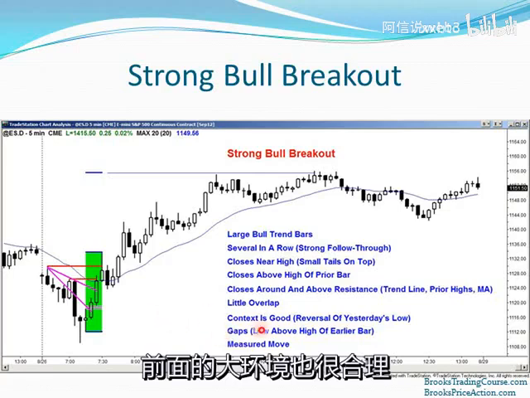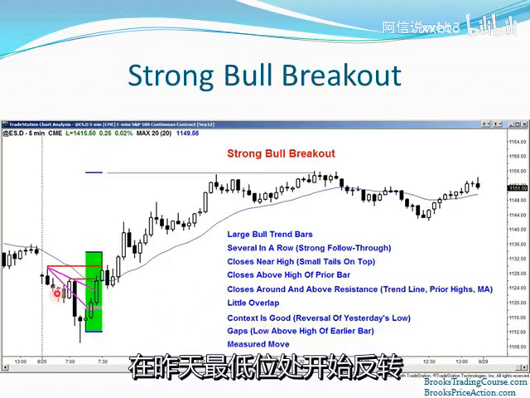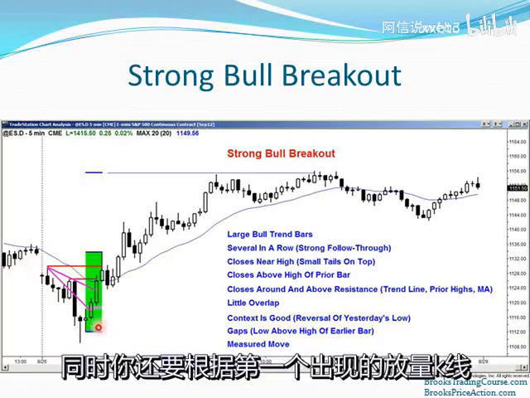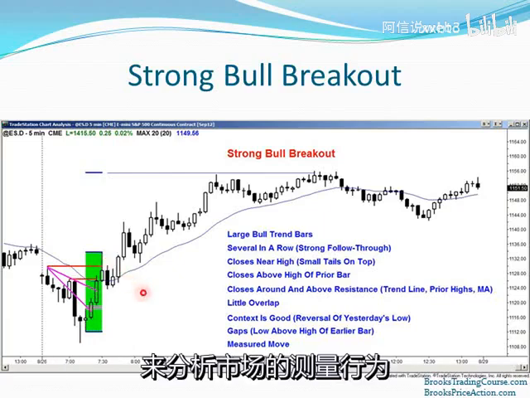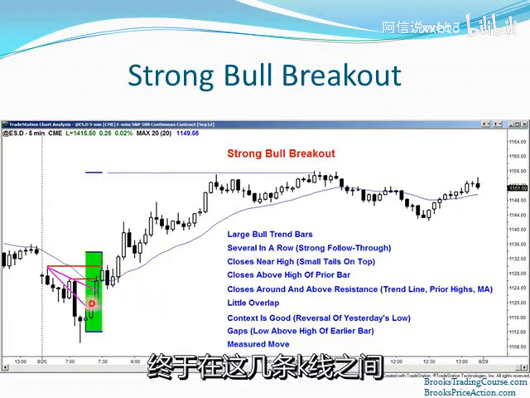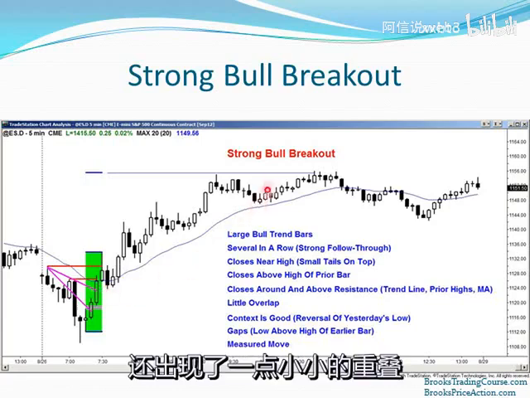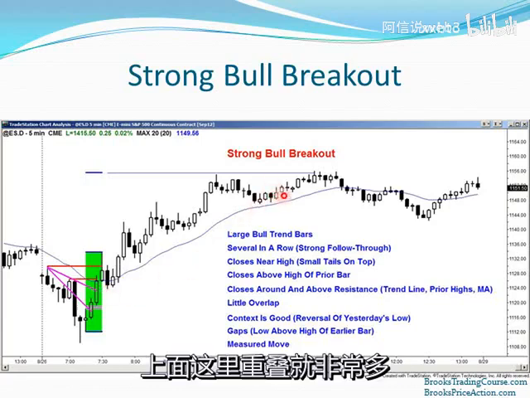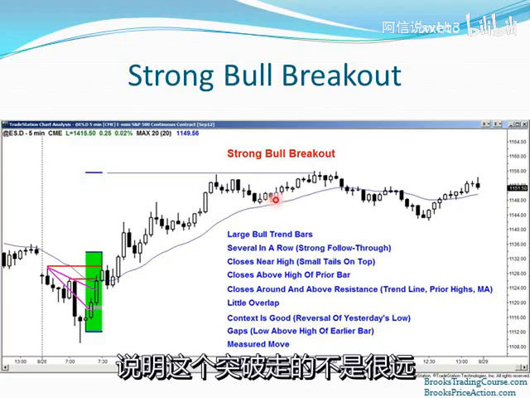The context also makes sense. We're reversing the low of yesterday. You also have to be looking for measured moves based upon the height of the initial spike. Also notice that there's very little overlap among the bars. Up here, lots of overlap among the bars. So the bear breakout didn't go far, the bull breakout didn't go far.